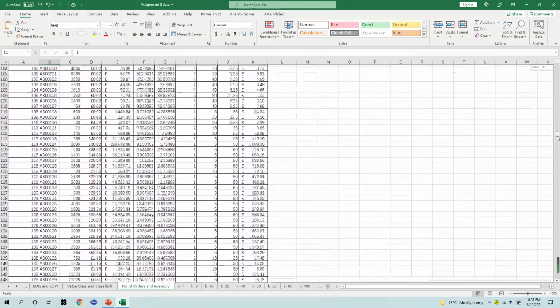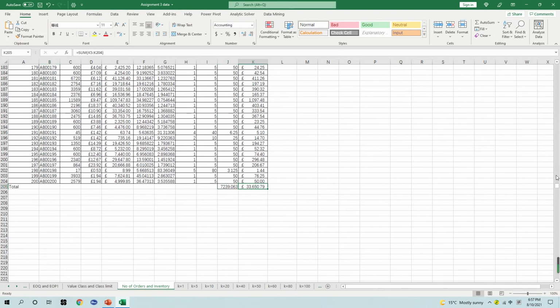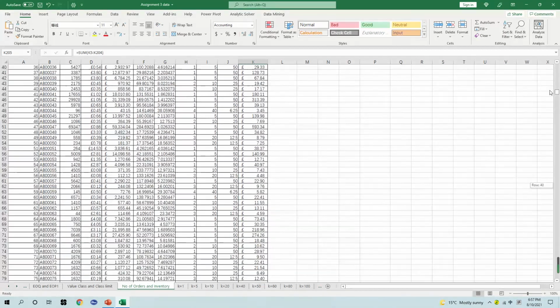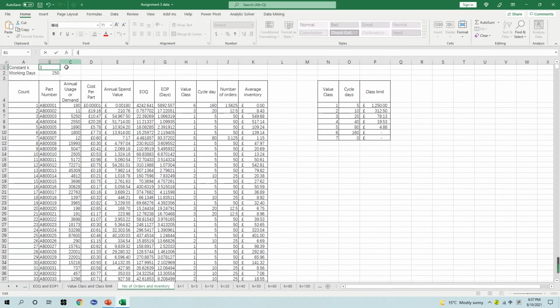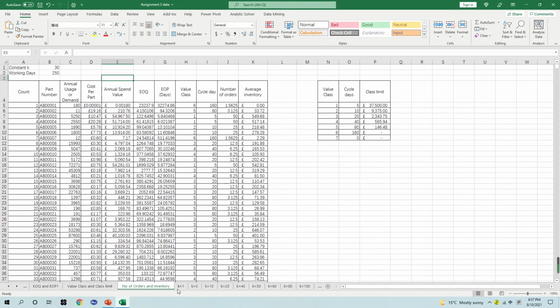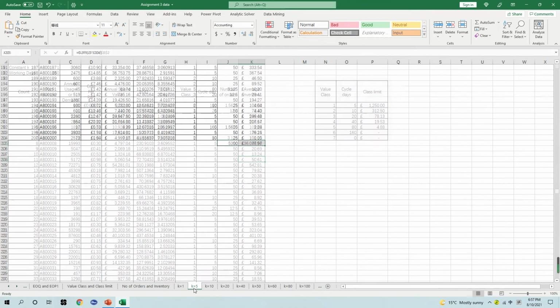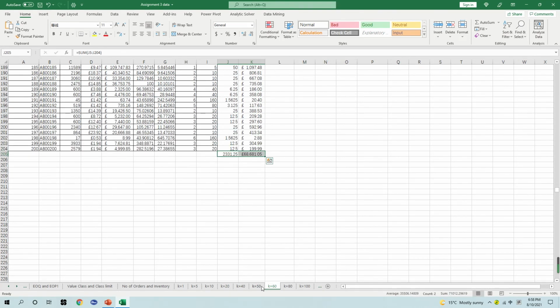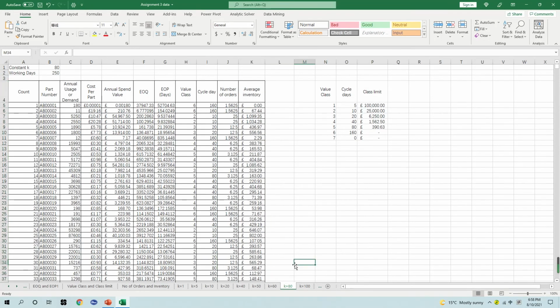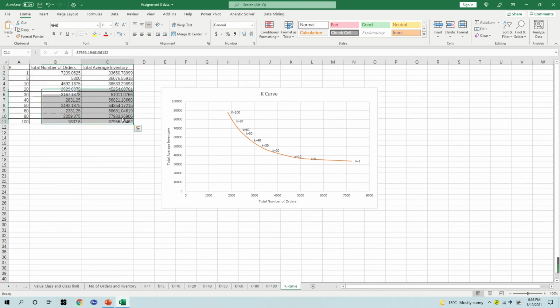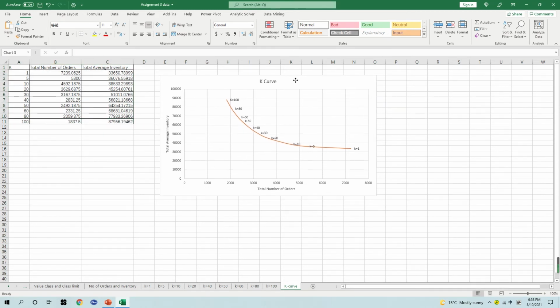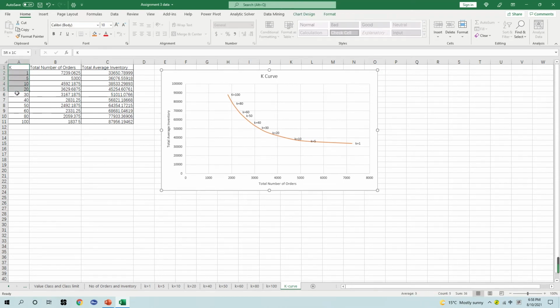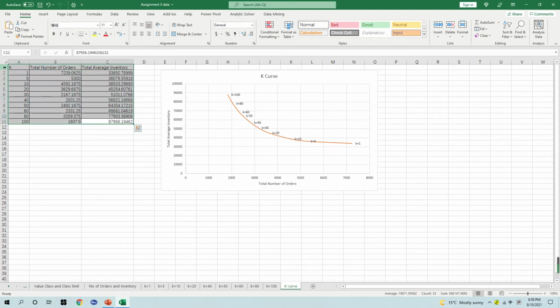So again, we're going to take the total number of orders and the average inventory, and use those figures. The values of K that I choose are K = 1, 5, 10, 20, and since we already have 30, then 40, 50, 60, 80, and the last one is K = 100. After calculating the total number of orders and the average inventory from those K variations, we need to open up another sheet to put everything on one page.